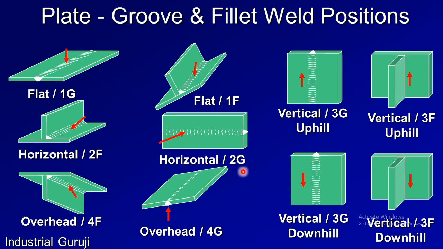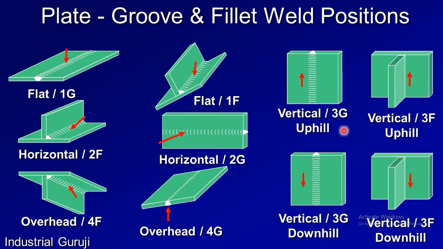2G and 2F positions are also known as horizontal positions as axis of the weld is horizontal. For 2G position, plate is in vertical plane and axis of weld is horizontal. Similarly for 2F position, you can see the axis of the weld is horizontal.